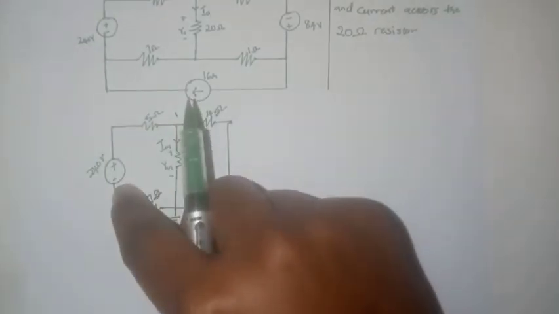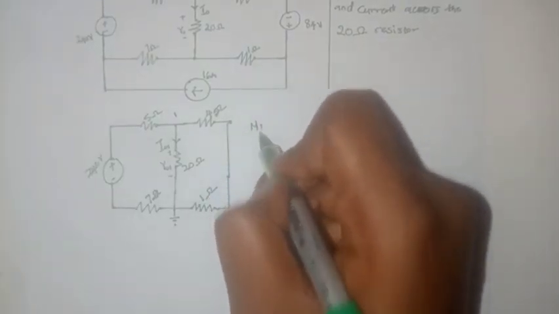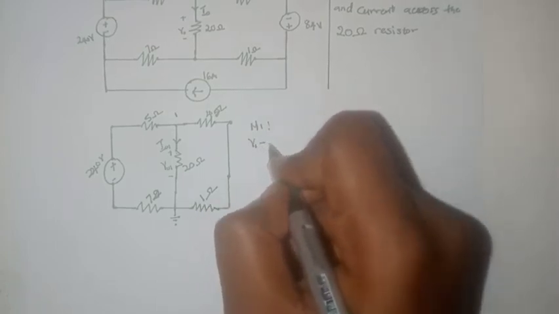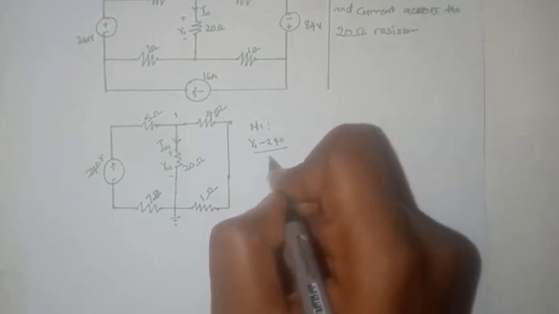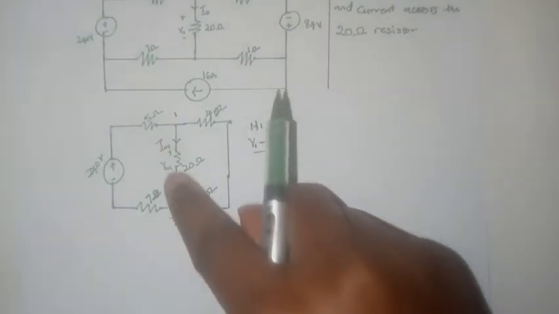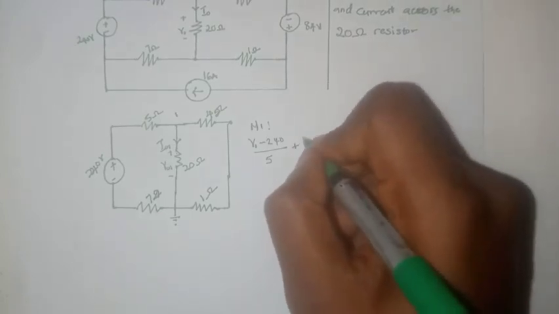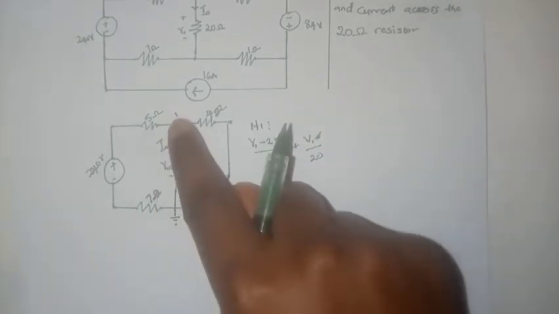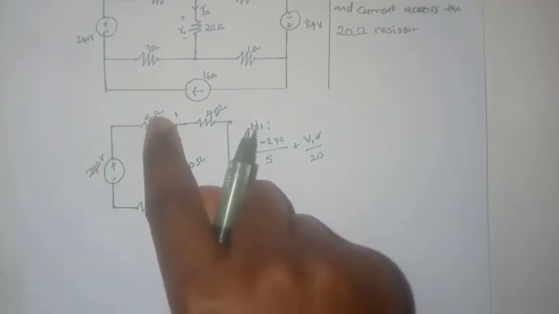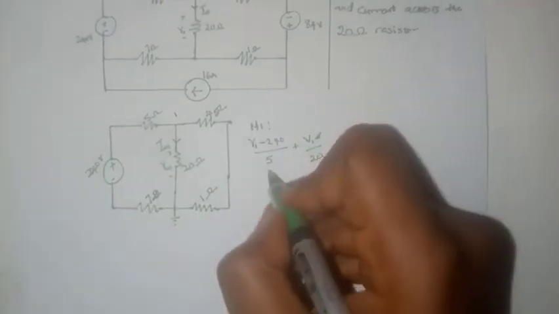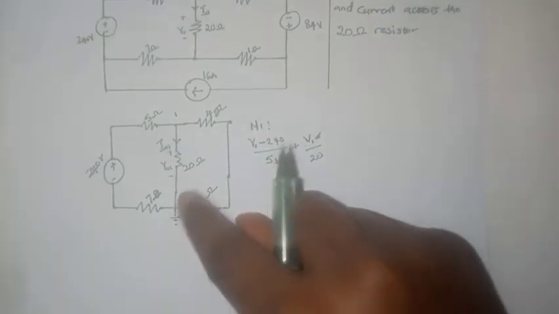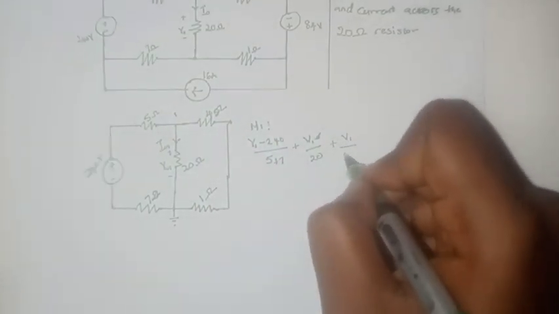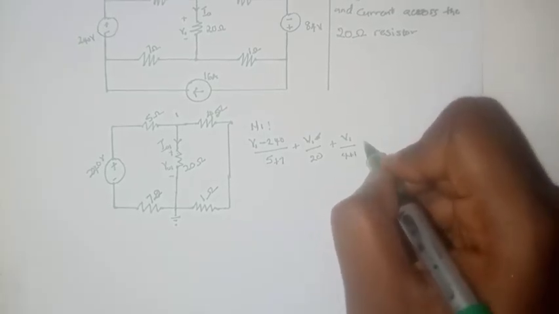We can write a KCL equation at node 1, and it will look something like this: (V1 minus 240) divided by 5, plus V1 divided by 20, plus V1 divided by 4, plus 1, all equals 0.